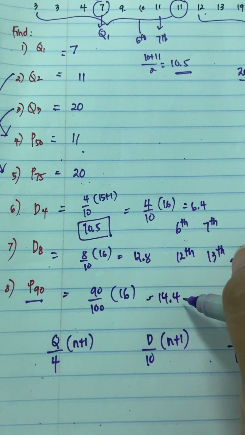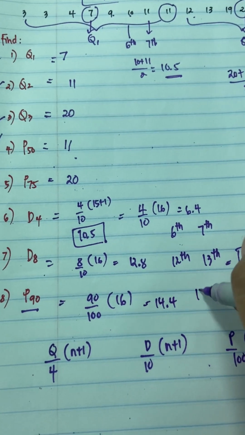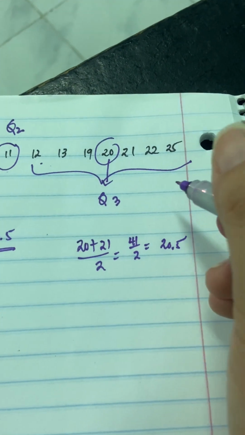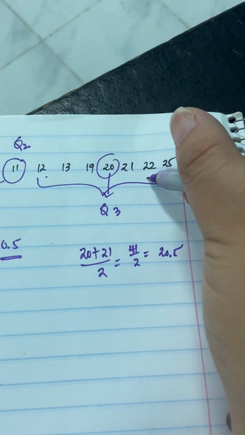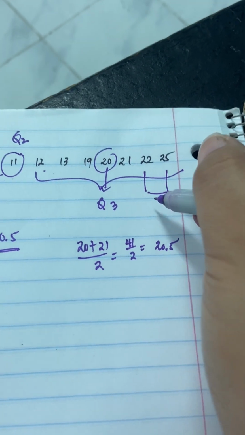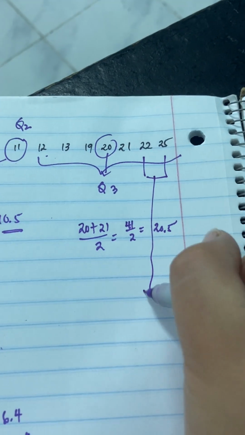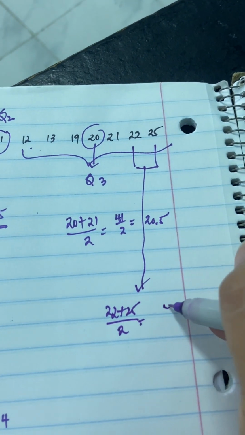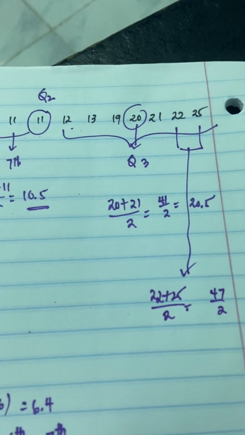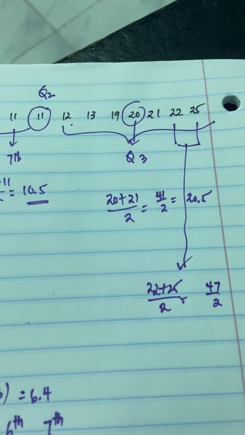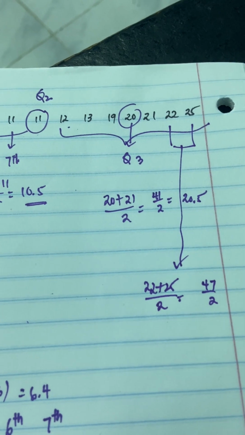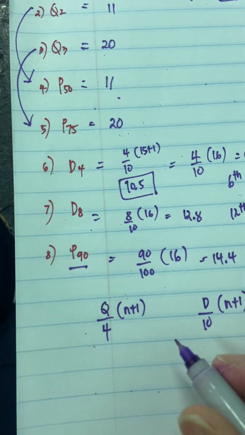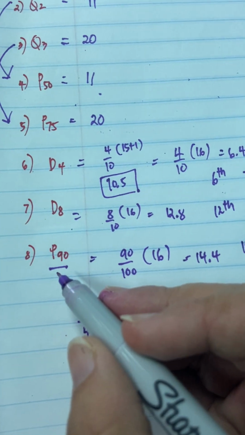So this means in between the 14th and 15th position. Going back to our given, we have the 14th as 22 and the 15th as 25. So let's find the average of these two. 22 plus 25 over 2, and this is 47 over 2. So what is half of 47? Okay, and that is equivalent to 23.5. So therefore, P90, or the 90th percentile, is equivalent to 23.5.